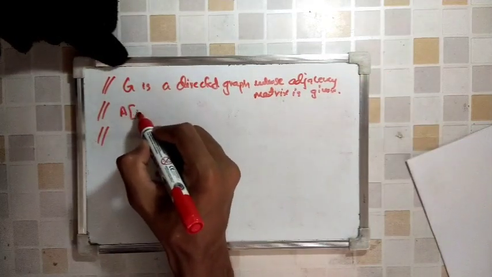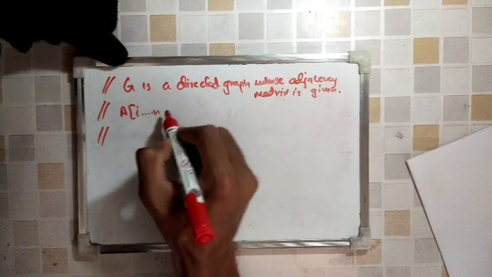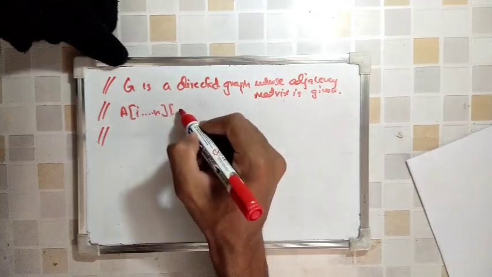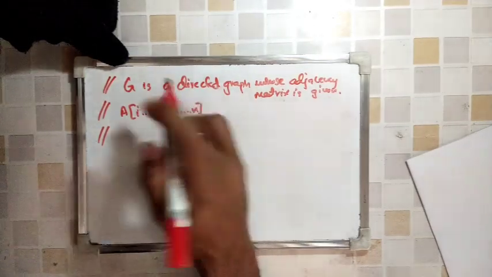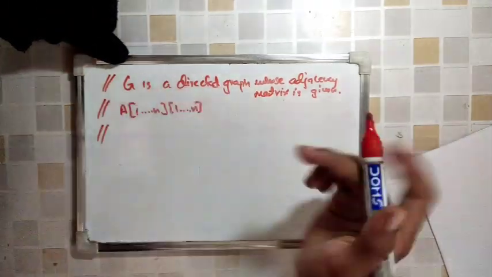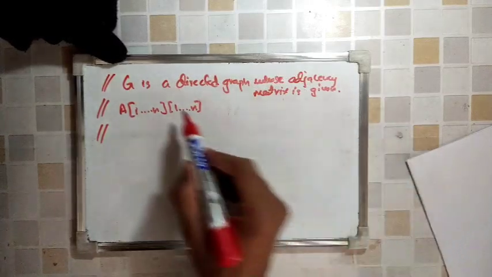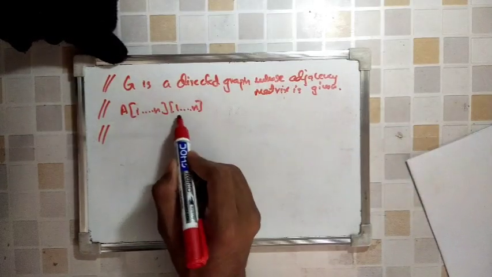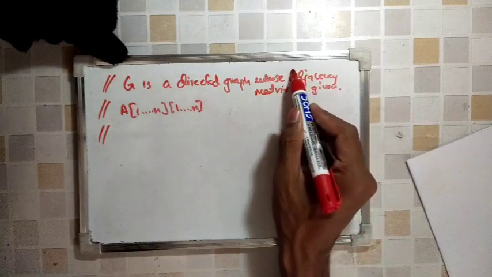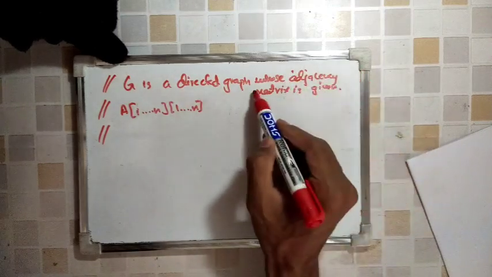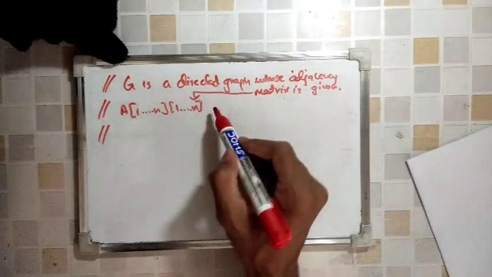What is the input array? Input array of 1 to n, 1 to n. Okay, so this is one adjacency matrix with n rows and n columns. So row and column. This adjacency matrix which we are talking about here is nothing but this itself.